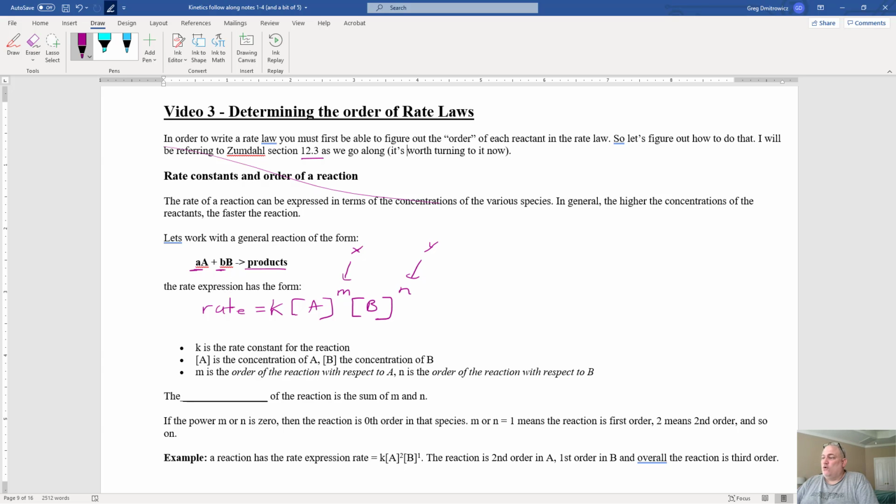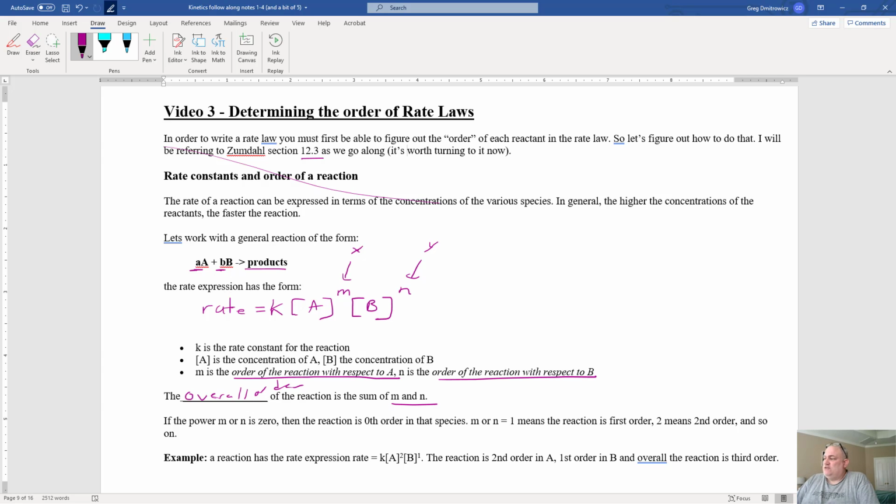In fact, the wording is actually very formal. We say that m is the order of the reaction with respect to A, and n is the order of the reaction with respect to B. The overall order, and they'll sometimes ask you what is the overall order of the reaction, you just add up m and n together. If you ever have an m or an n with a zero value, whenever you take something and put it to the zero power, it's 1, right? We'd say it's zero order.